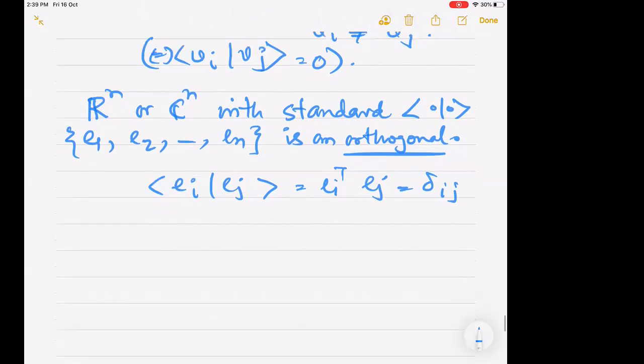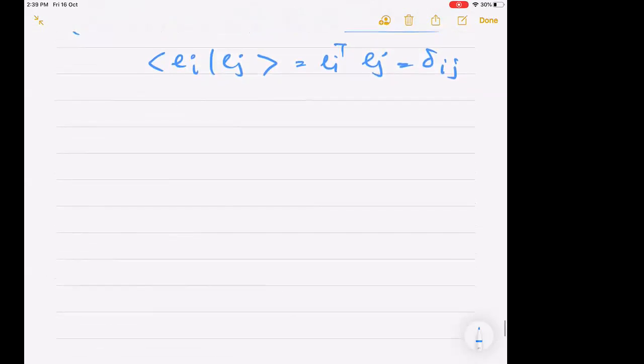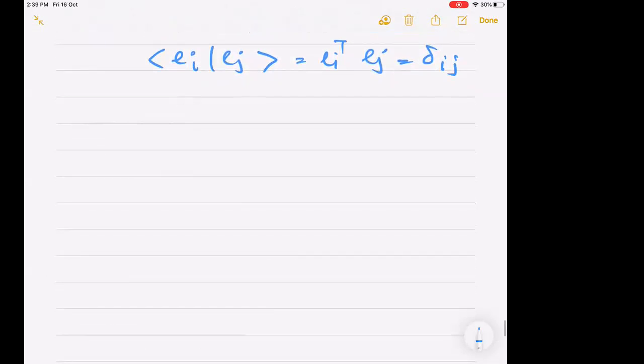Now, why go to such lengths as to define orthogonal sets? It turns out that orthogonal sets are immensely helpful. You just can't overstate their usefulness. First thing that we notice is that an orthogonal set must necessarily be linearly independent. And the proof is absolutely simple.